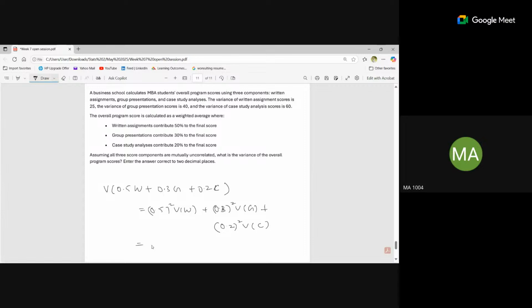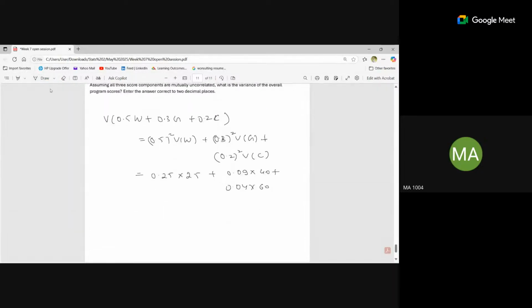So this will be equal to 0.25 into 25 plus 0.09 into 40 plus 0.04 into 60. If you solve all these values, you will get 12.25 as the answer.